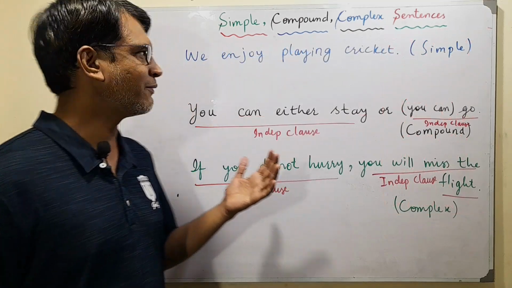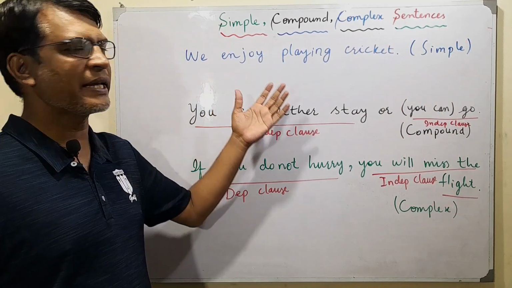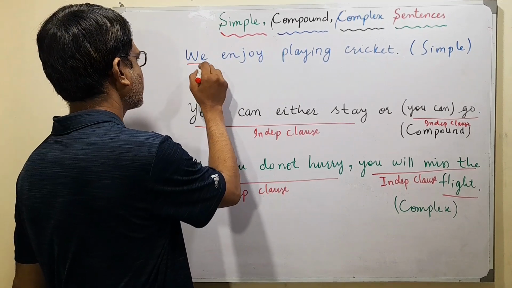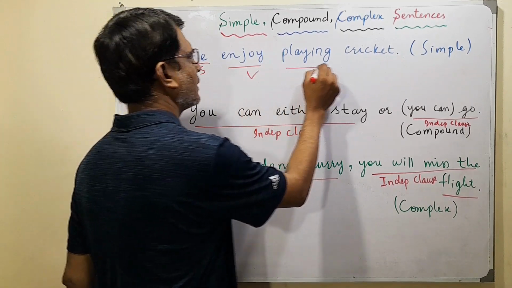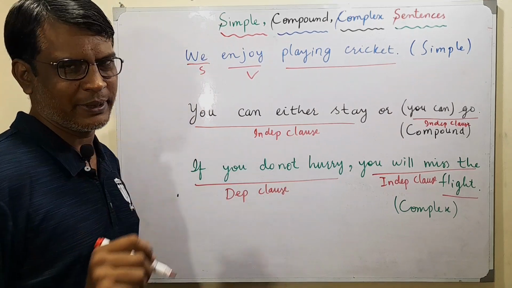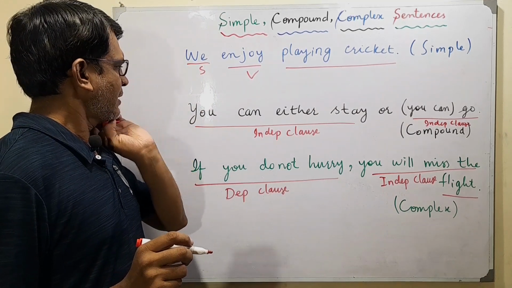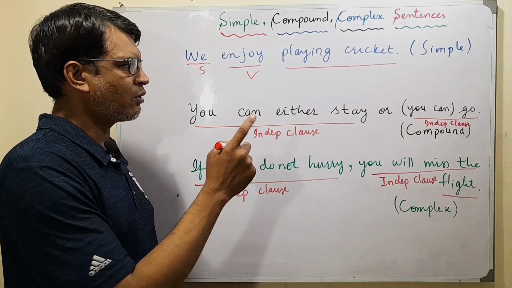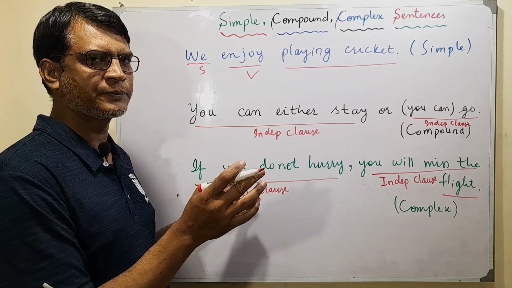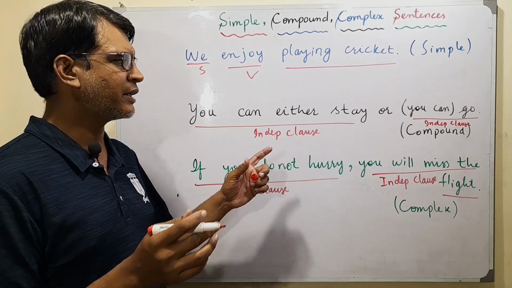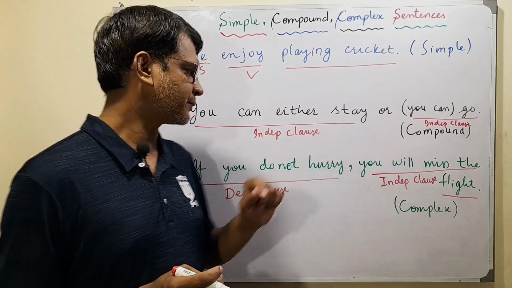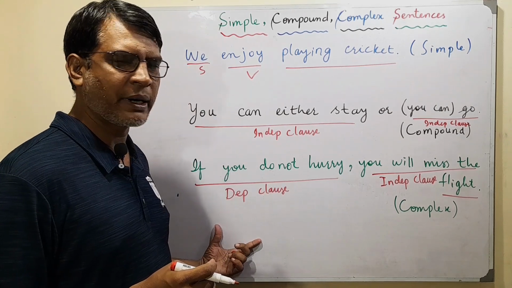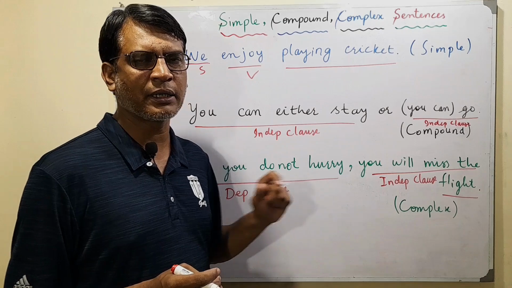Okay, now let's have a quick review. "We enjoy playing cricket." It's a simple sentence. Why? Because there is subject, verb, and then we have a complement. "You can either stay or you can go." Both pieces are independent clauses. That's why it is a compound sentence. "If you do not hurry, you will miss the flight." "If you do not hurry", dependent clause, "you will miss the flight", independent clause.